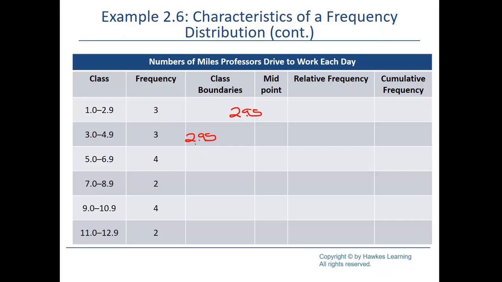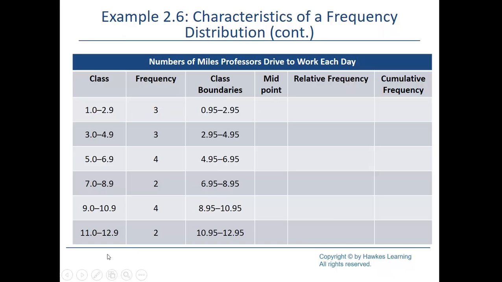And again, my class width was 2, so this is going to be a 4.95, a 6.95, an 8.95, a 10.95, and so on. And again, I can add 2 all the way down here. That does mean that this class boundary up here is going to be a 0.95, but that's okay. Don't let that mess you up.